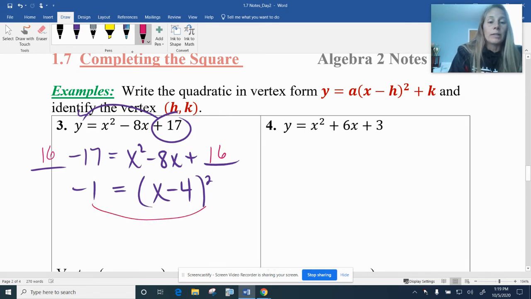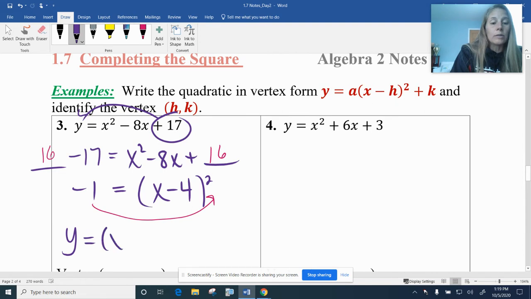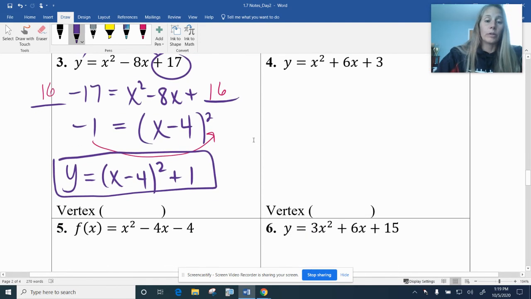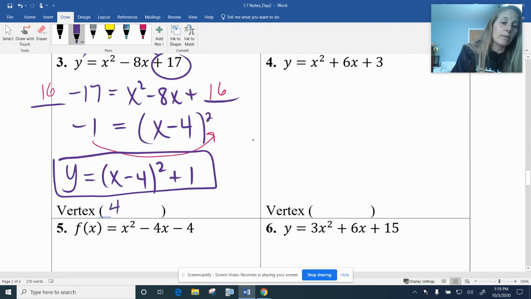Now I'm just going to bring this negative 1 back over to the other side, so I have y equals x minus 4 squared plus 1. Now with the vertex here, I'm going to have a positive 4 and a positive 1.